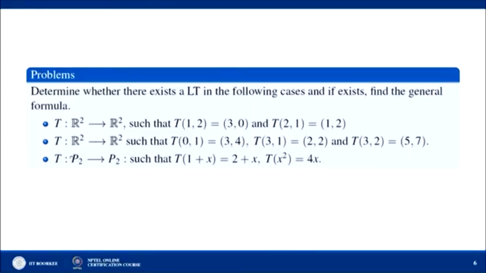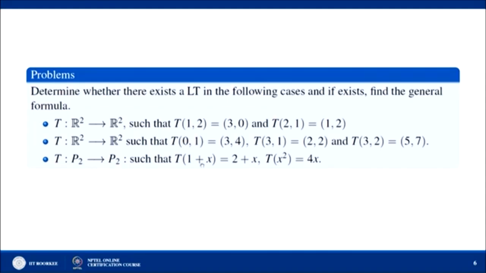P2 is the space of polynomials of degree less than or equal to 2. So what is the dimension of P2? The dimension of P2 will be 3. So in order to find a unique linear transformation from P2 to P2, we must have at least 3 independent conditions.